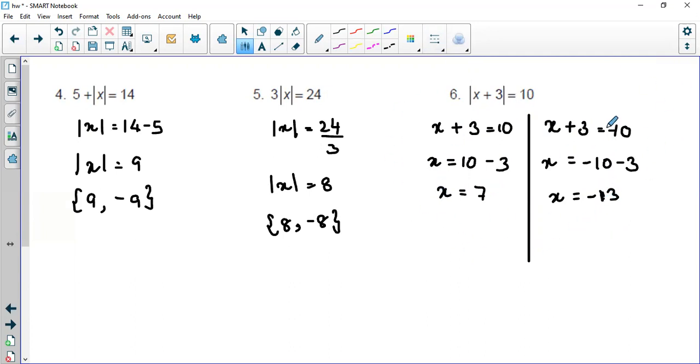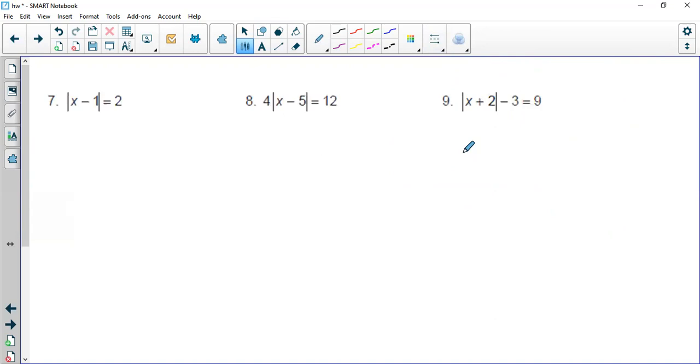So it is a very easy part because there are no numbers outside the absolute value signs to remove. So simply you give the two possibilities and here you are with the answer. X is equal to 7 and x is equal to negative 13. Okay, let's move on to question number 7. Now here as well, there is nothing to remove before we start solving because there are no numbers outside the absolute value lines.